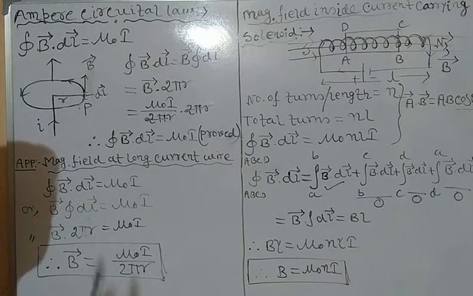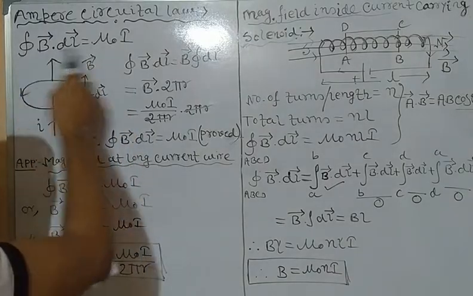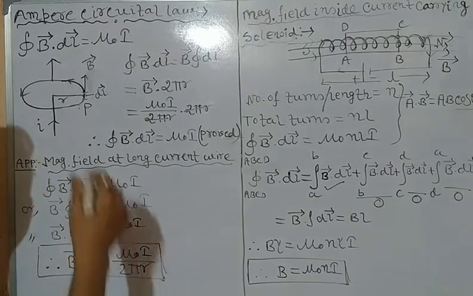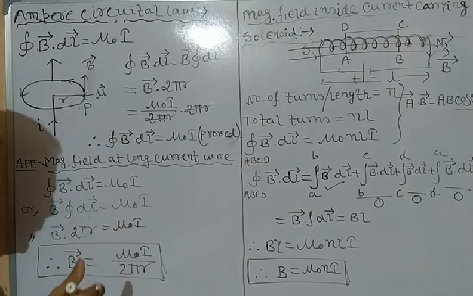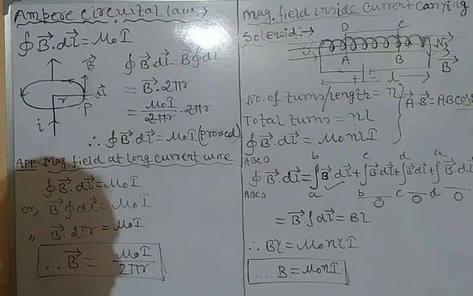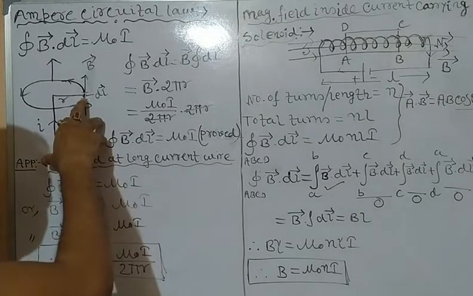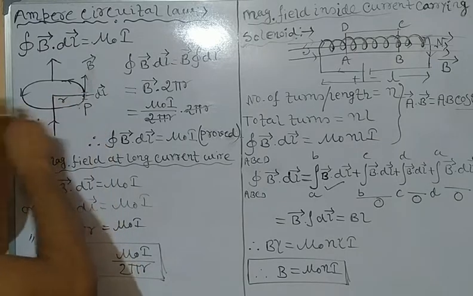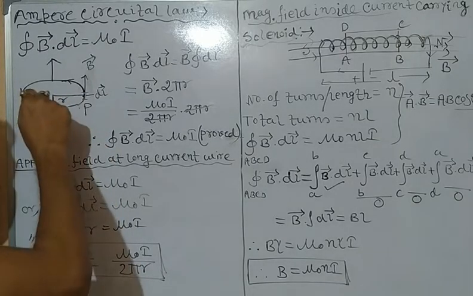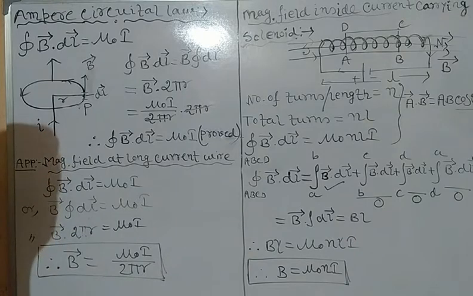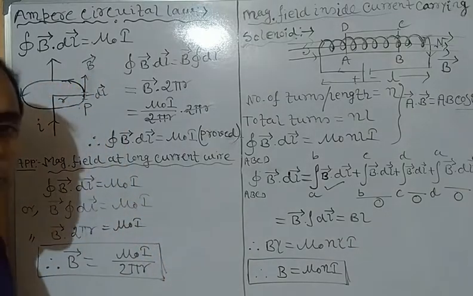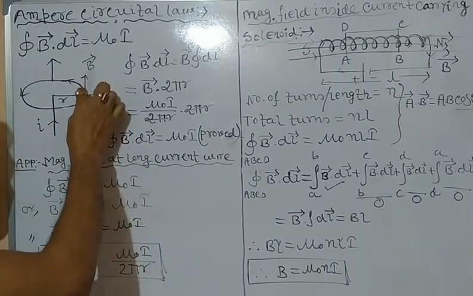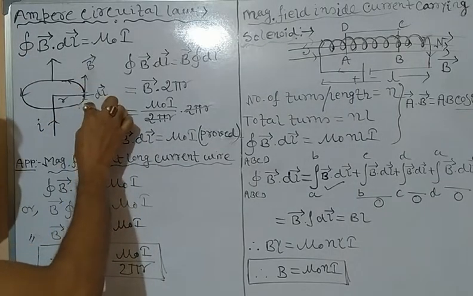Now we will try to prove Ampere's circuital law. We will assume a point P and find out the magnitude of this created magnetic field at point P. We assume that point P is at a distance r from the axis, or the center, of the closed loop. Here we will also assume a very small, elementary current element, that is dl.